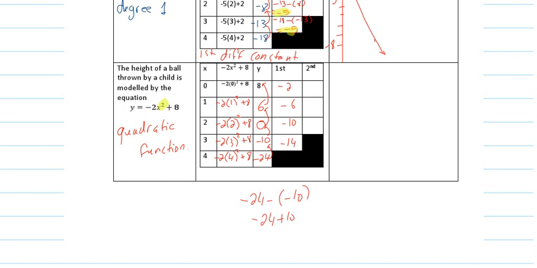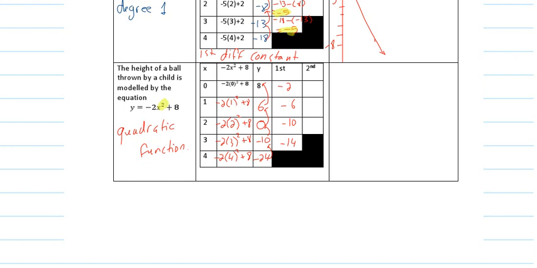Now, what you can see here is that the first difference is not constant as we've seen in the linear functions. So that's normal for quadratic. You won't find that the first difference is constant. Otherwise, it will be linear. So right now, we're going to go into what we call the second difference. The second difference is when we take the first differences and subtract them from each other.